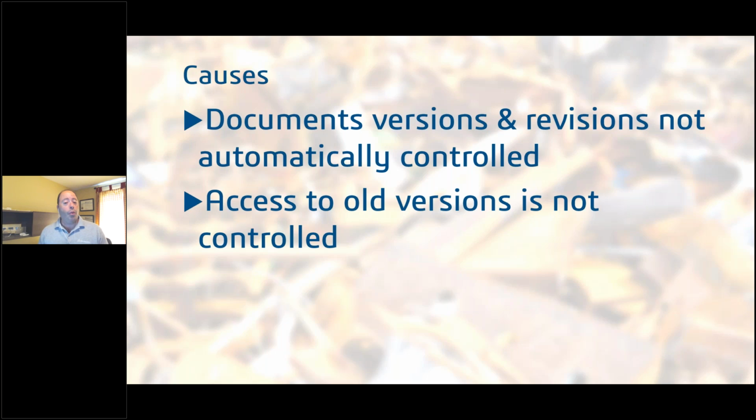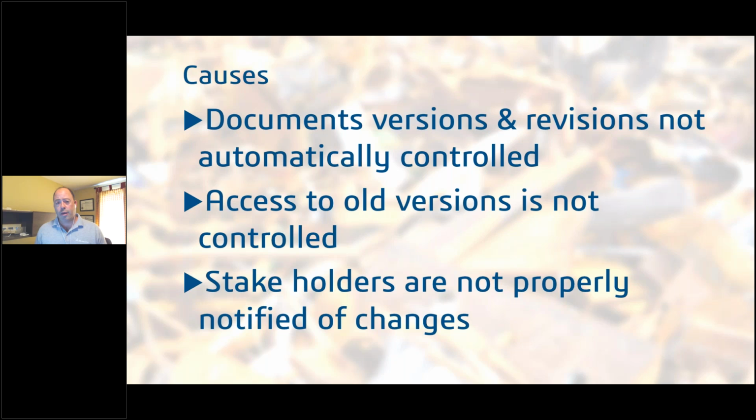So probably one thing you don't want to do is give people in manufacturing access to old revisions. Because if you do, there's a chance they will actually manufacture the old version or old revision. And the other thing too is that the stakeholders, the people concerned by change, are simply not notified. They don't know what happened. So if they don't know, you don't know what you don't know. And that happens all the time.